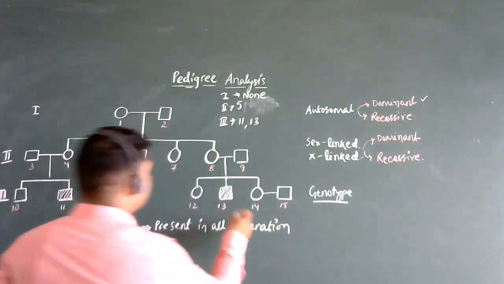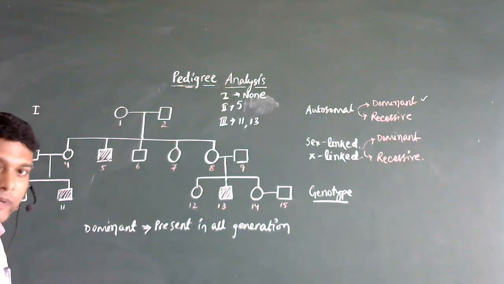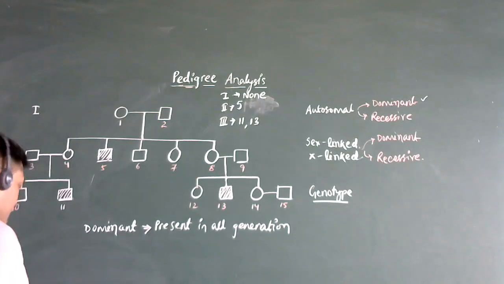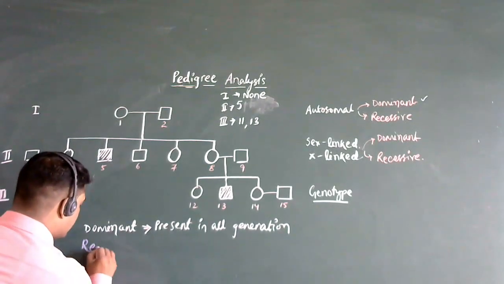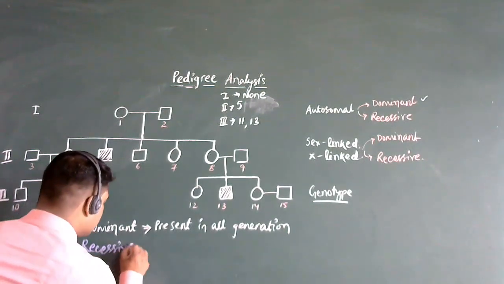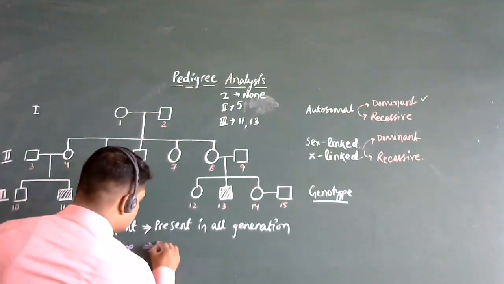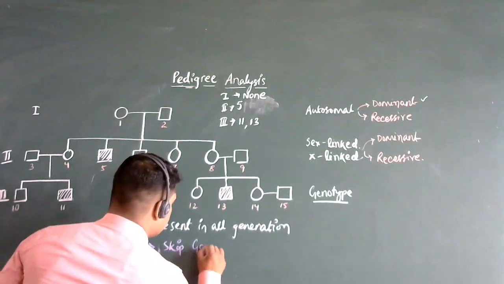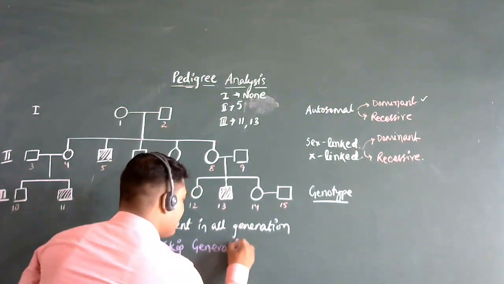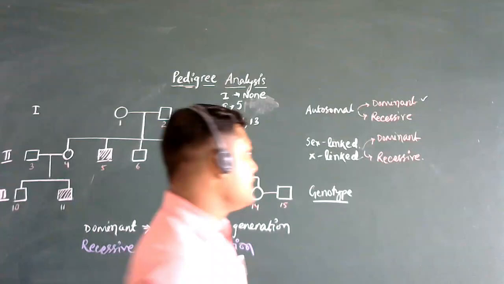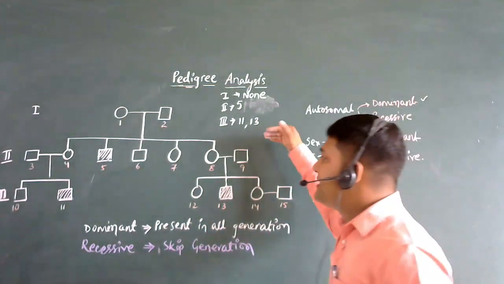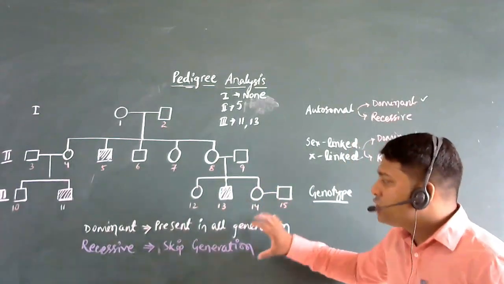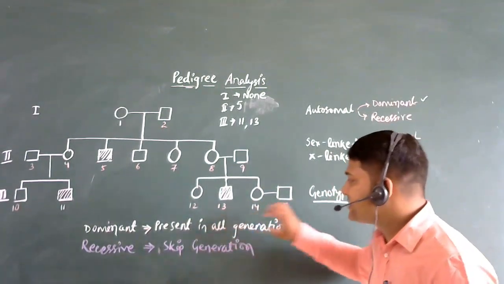The trait, the disease that we are talking about, is going to be present in every single generation. Now, the alternate, the recessive trait, means they are going to skip a generation. A very simple way to understand this: if they are present in every generation, they are going to be dominant. They are present in every single generation.